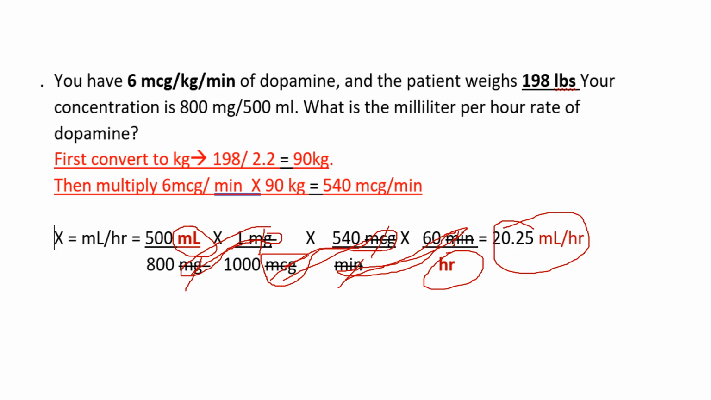If you're going to round to the nearest whole number, it would be 20 mLs per hour. If you're going to round to the nearest tenth, then this would actually be 20.3.